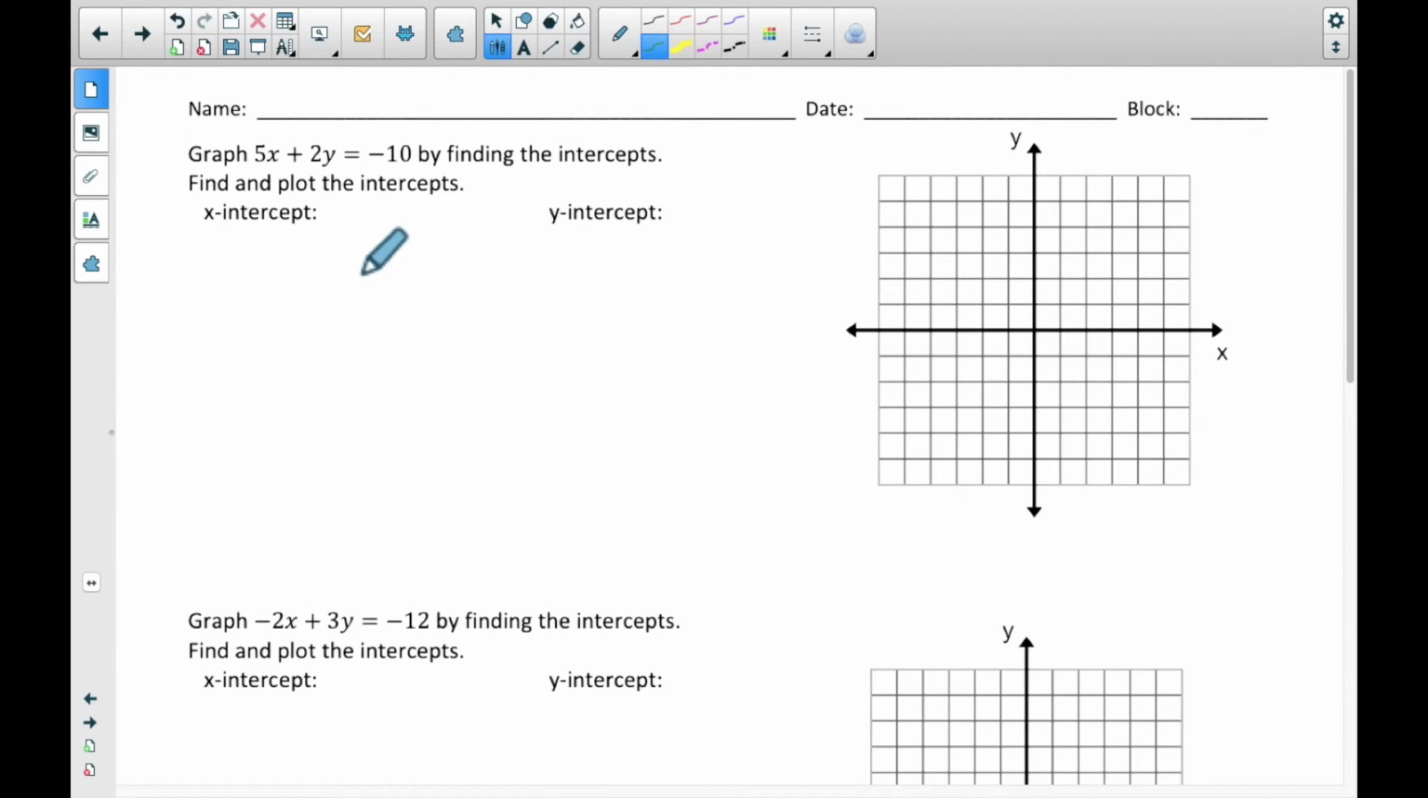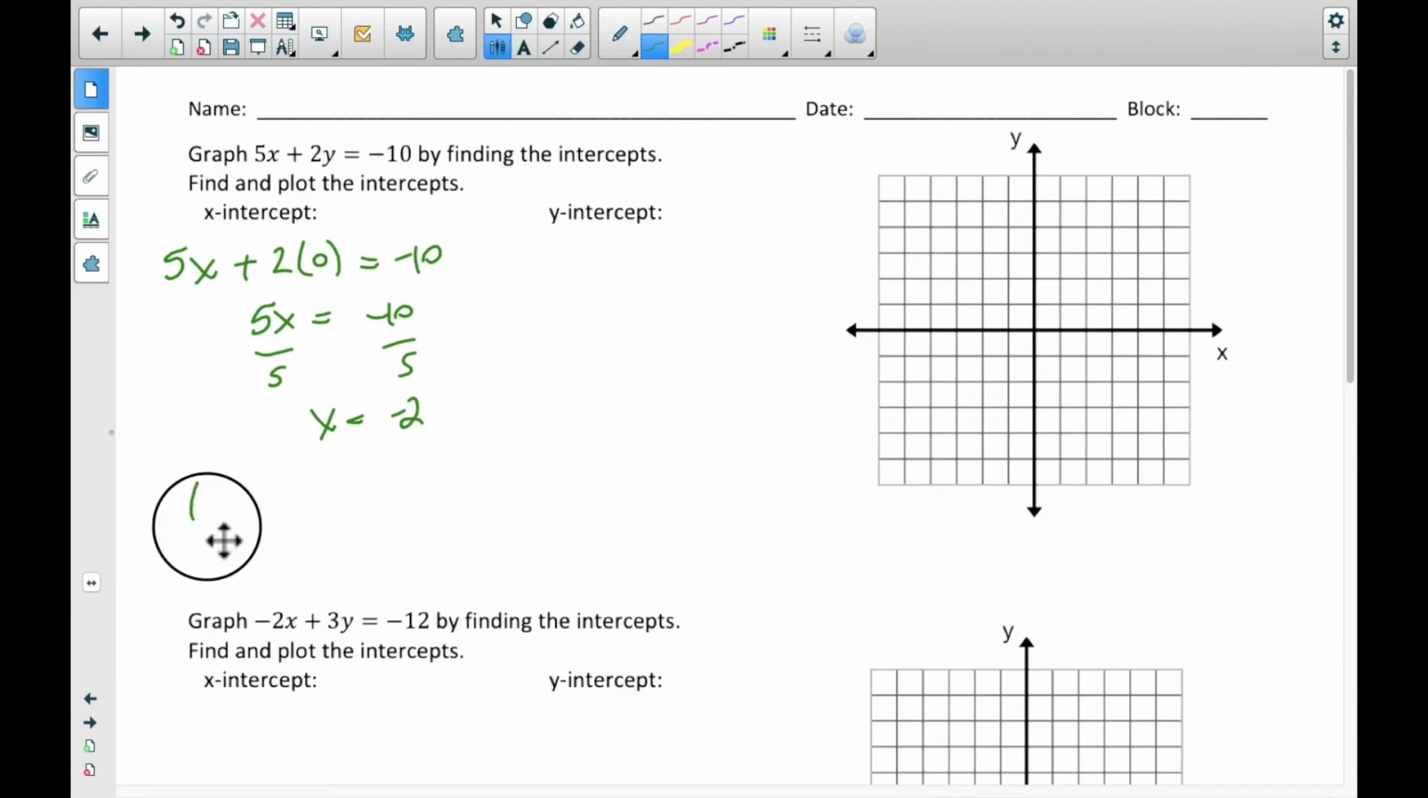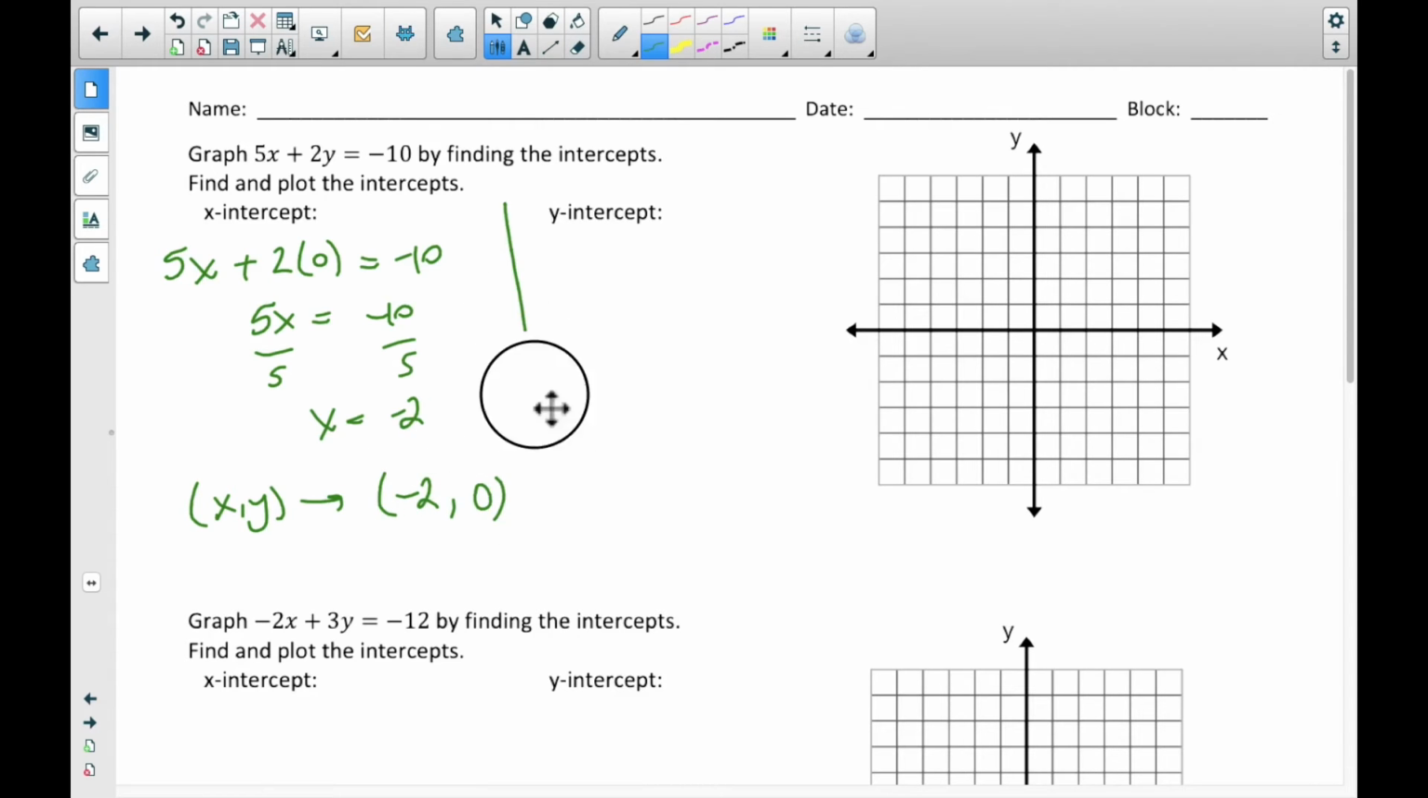So to find the x-intercept, we do the opposite letter. In other words, we keep the x there because that's what we're looking for, but we plug in a 0 for the y. And that equals -10. So this is going to be 5x is equal to -10. Divide by 5, and I get x equals -2. So the xy coordinate that I'm looking for is -2, 0.